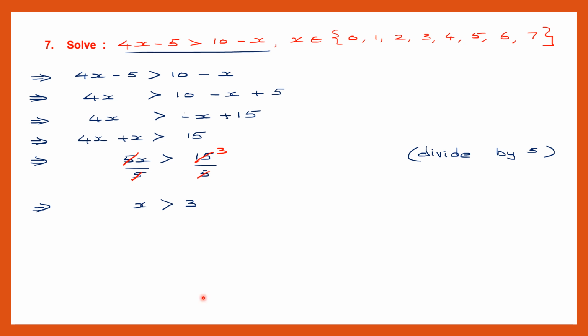So now let's go back to our set that's given to us. X is greater than 3. These are all the elements of the set given. From this we pick our solution set. All numbers that are greater than 3 are 4, 5, 6 and 7. So that is our solution set. Solution set is 4, 5, 6 and 7. And this is our answer.